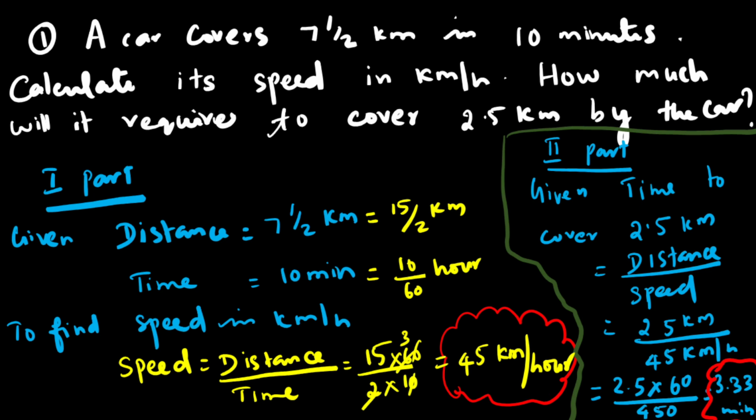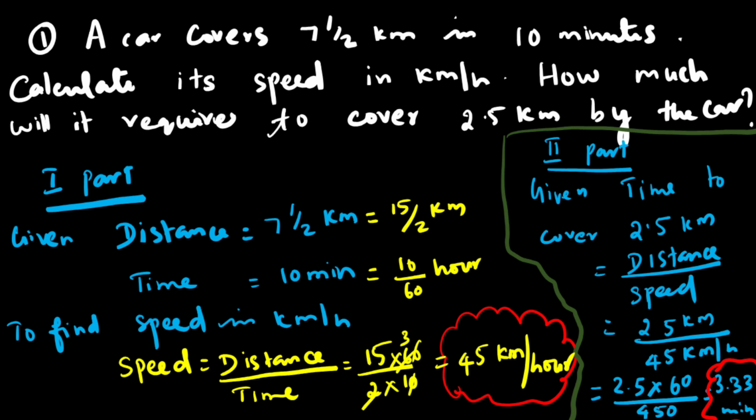So first we will convert that into standard form. 7.5 is 15 by 2. 10 minutes you change into hours, that is 10 by 60 hours. When you convert minutes into hours, just divide by 60. Okay, now speed is equal to distance by time, that is 15 by 2 by 10 by 60. When you do the calculations, we will get 45 kilometers per hour.